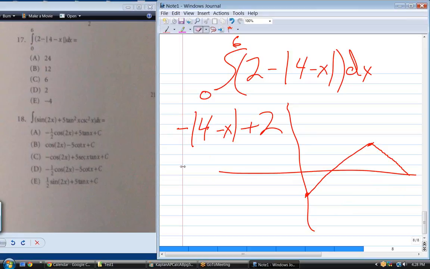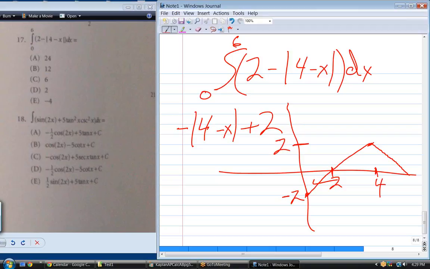Now, the area of these two triangles is the answer to this integral, because this integral means the area under the curve. And it's important to note that this area is going to be negative. Okay, so what is this area? This dimension is at -2. And this comes when x is 2. And this comes when x is 4. And that value is +2.